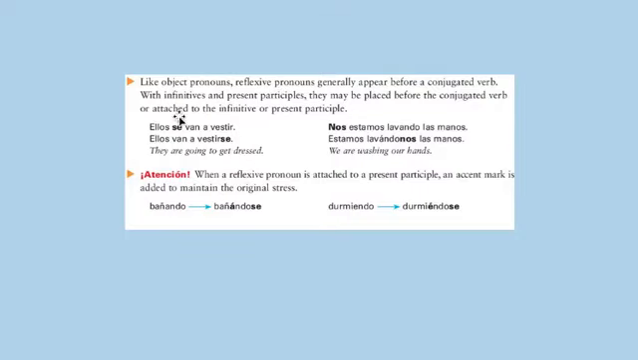When a reflexive pronoun is attached to the present participle or the gerund, it's important to note that an accent mark is added to maintain the original stress. Words in Spanish that end in a vowel have the automatic stress on the second to last syllable. For example, bañando or durmiendo in this example. So when they add a pronoun back to it, they want to keep the same stress. Bañando, bañándose. So they add an accent. Or durmiendo, durmiéndose, to keep the stress the same.